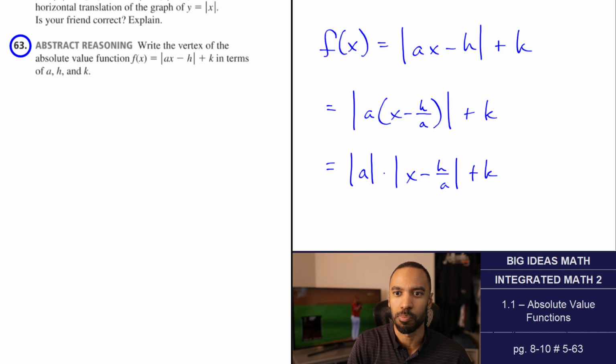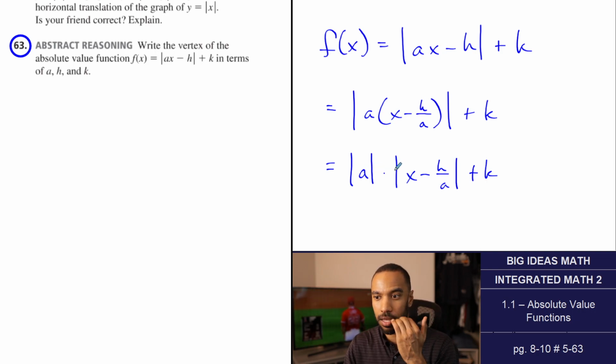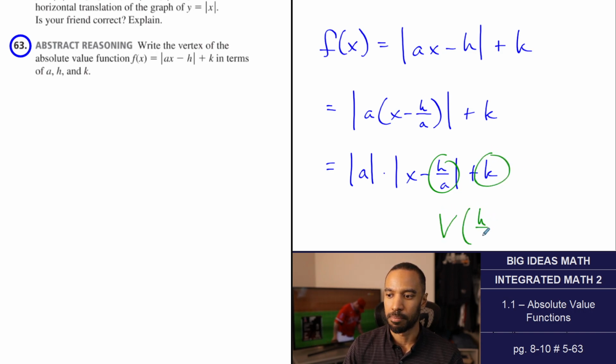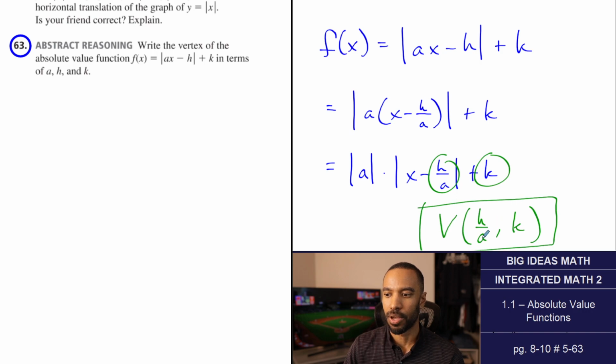I don't know if a is positive or negative as a value to begin with, so I have to leave it like that. I can't say the absolute value of a is a, because if a is -2, the absolute value of -2 isn't -2. So I would have to leave it like that. But the vertex form, this x minus h plus k, your vertex is at h. I'm kind of saying h like that because it's not just h. It's h over a, comma, k, like that. You have to get that a times smaller to make it happen.